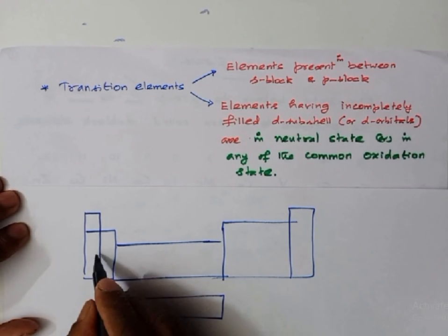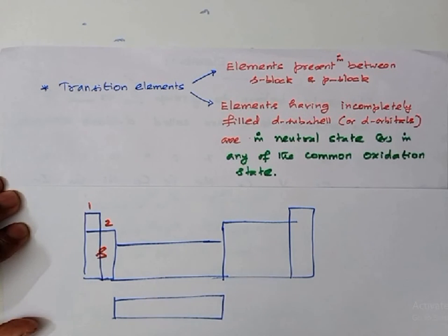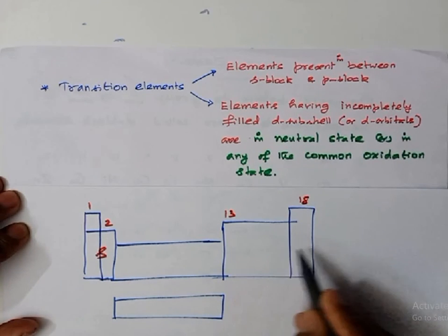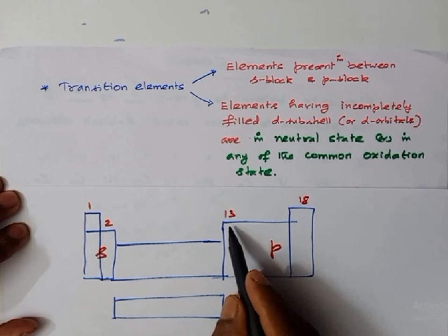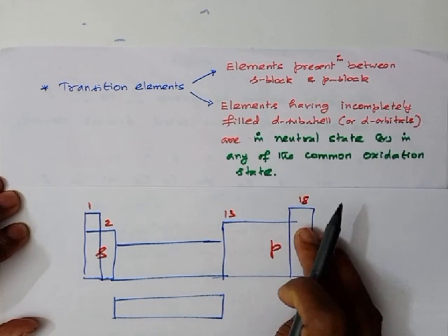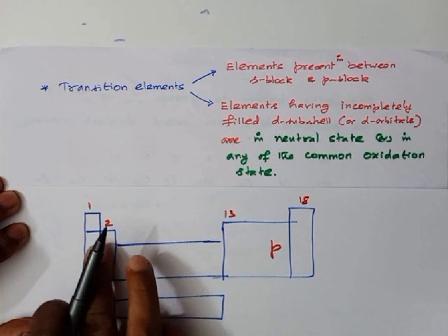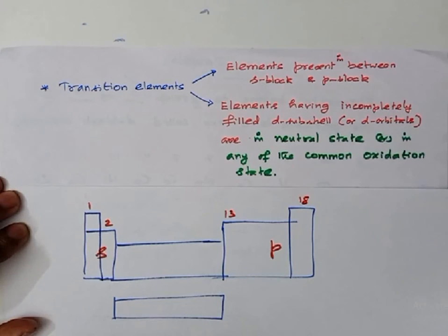Listen, student, this is actually S block. Group 1 and group 2 elements are called S block elements. From group 13 to group 18, these elements are called P block. Elements belonging to group number 13 to group number 18 are P block, and the elements present in group 1 and group 2 are S block.